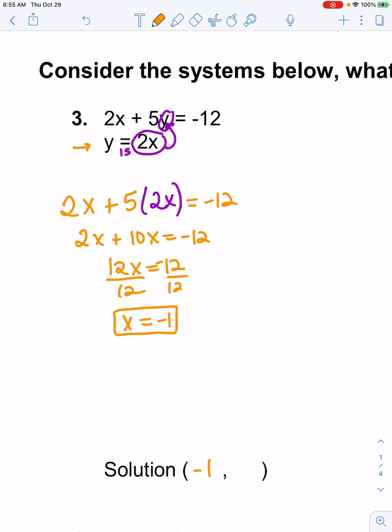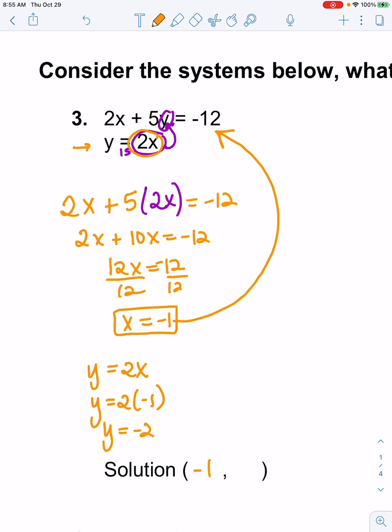It just so happened that when I substituted, I just kept that x with it because I didn't know what x was. Now that I know what x is, I'm just going to go plug it right back in to one of my original equations and solve to find what y is. So I'm going to use the bottom equation just because it's shorter. So y equals 2x. Well, if that's the case, then y equals 2 times -1. So y has to equal -2.